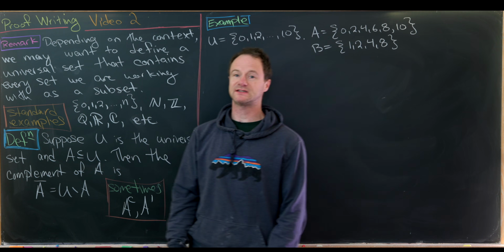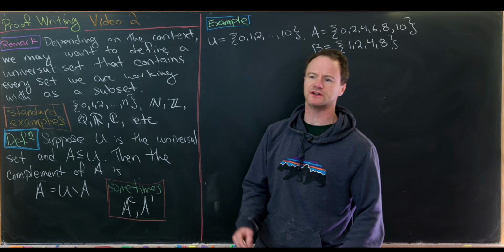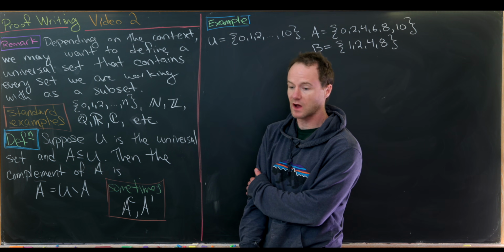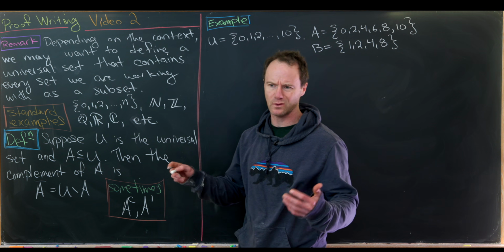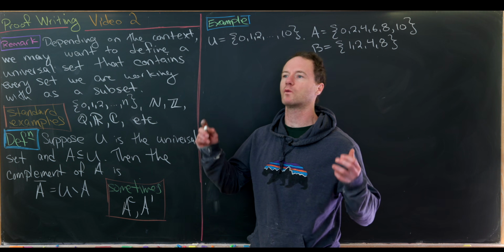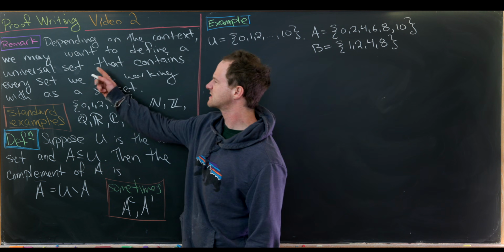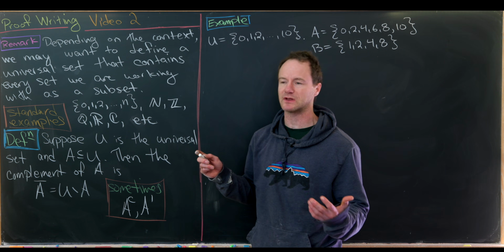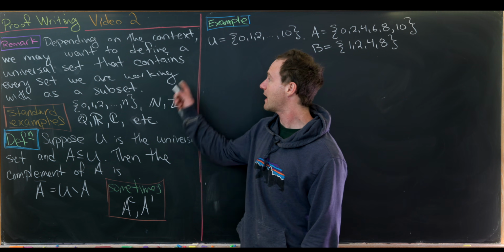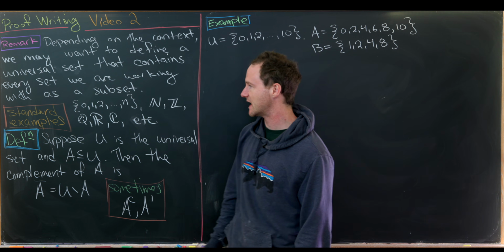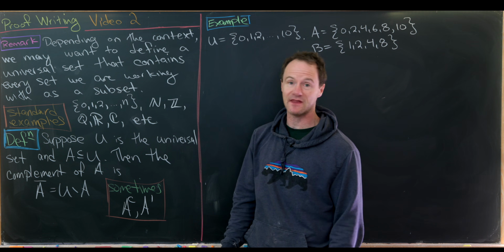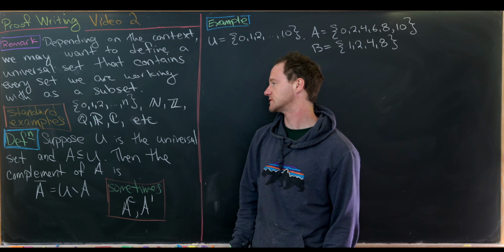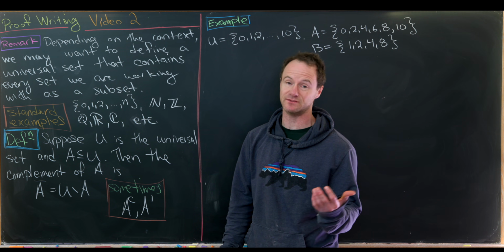Now that we know about the set difference, the next logical thing to look at is something called the complement of a set. But in order to talk about the complement of a set, we need to know what context we're working in, or what universe we're working in. And so I have this little remark to describe what I mean by this. Depending on the context of the problem you're working in, we may want to define something called a universal set that contains every set that we might be interested in as a subset. So here are some standard examples of universal sets, although this list could be much larger.